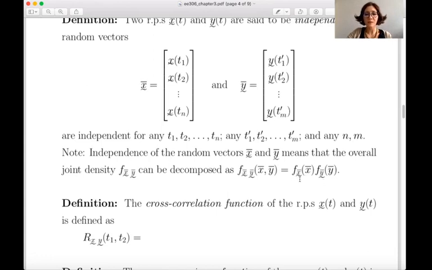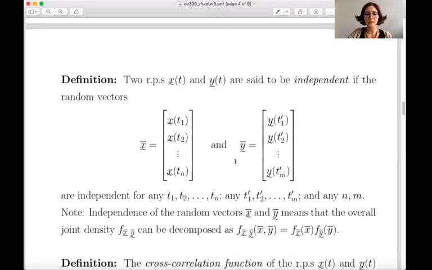So x, meaning the first random vector, the joint density of the first random vector times the joint density of the second random vector. Whenever you can write the joint density of two random vectors in this way, then you can say that these two random vectors x and y are independent. And when can you call two random processes independent? You can call them independent if the random vectors x and y that you form in this way are independent for whatever choice of these time instants, t1 up to tn, t1 prime up to tn prime.